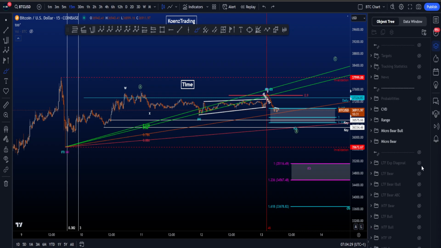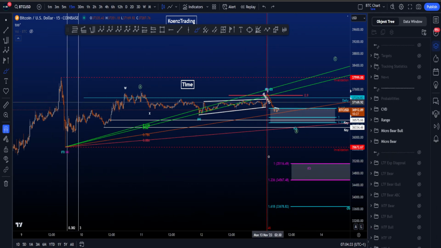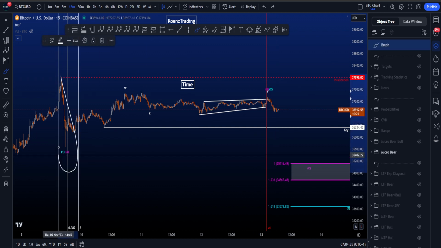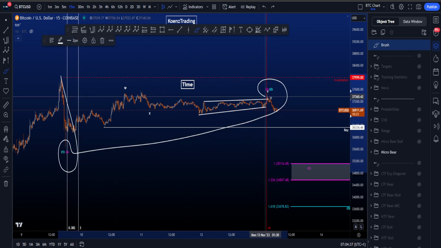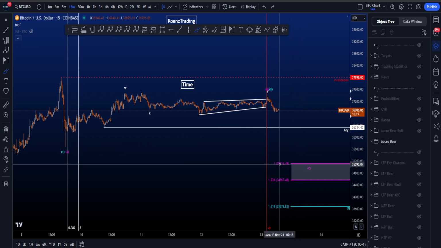Hi everyone, let's go over my bullish and bearish Elliott Wave scenarios on Bitcoin, starting with the micro bearish scenario, where we're looking for a finished wave 1 or A, finished wave 2 or B, and now a move to the downside in a wave C or a wave 3.